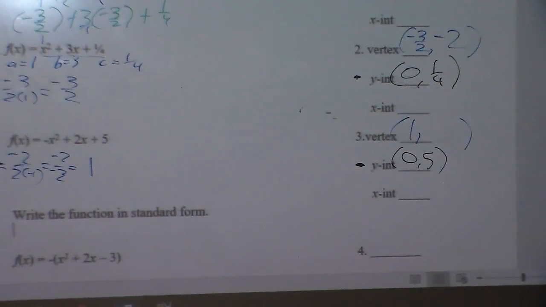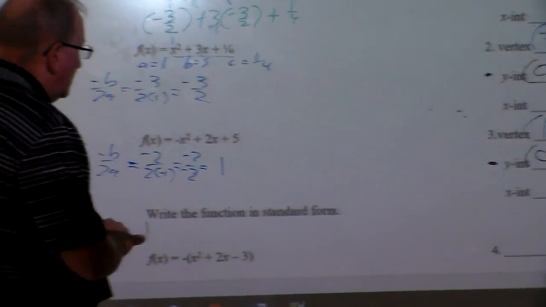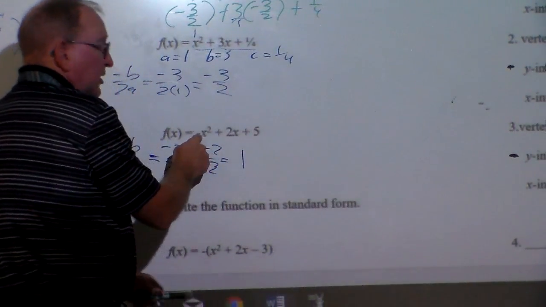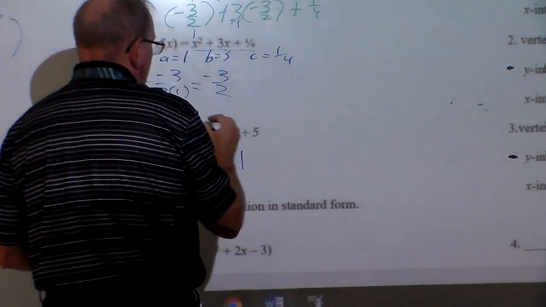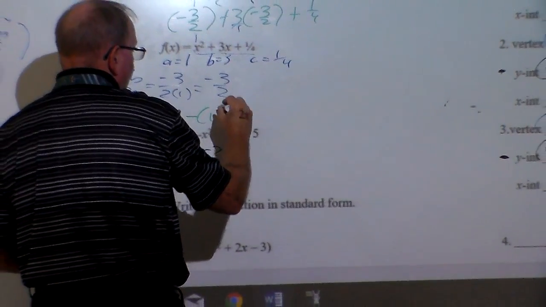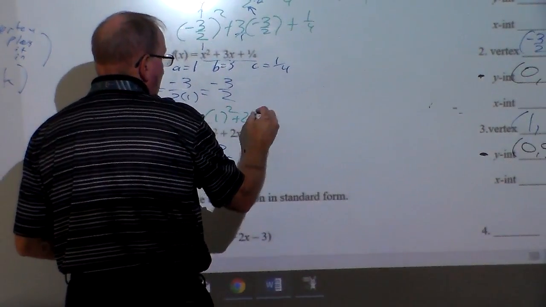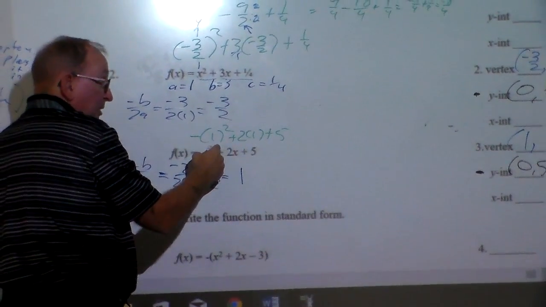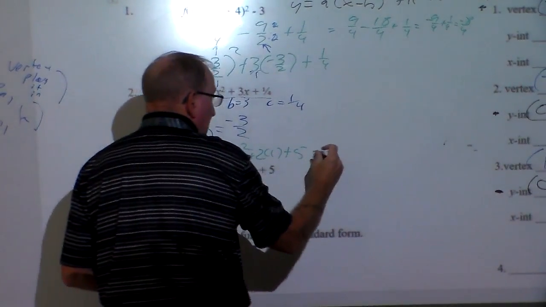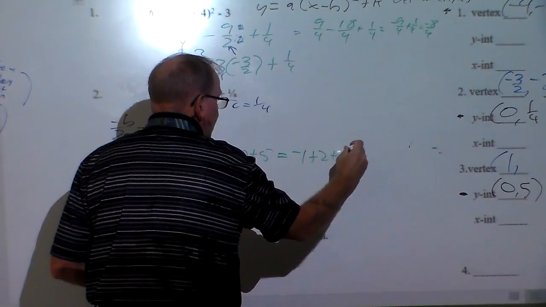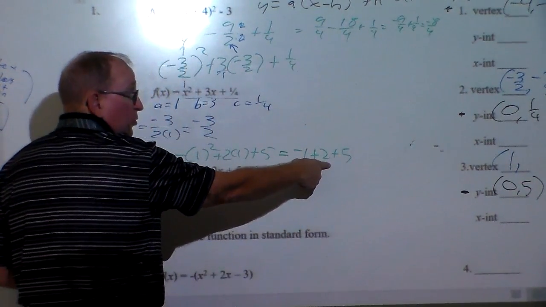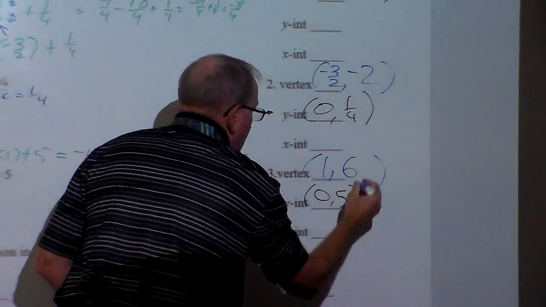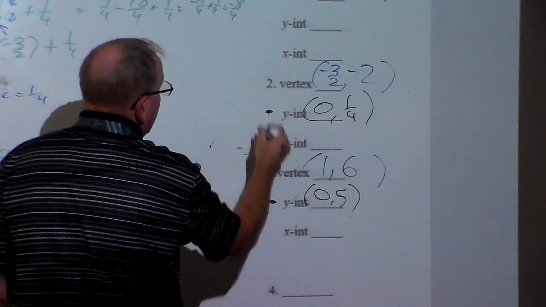Now, before I go, I'm going to take this 1 and plug it in here, right? So I'm going to go negative of 1 squared plus 2 times 1 plus 5. This means make it 1 squared and then make it negative. So you'll have negative 1 plus 2 plus 5. Well, negative 1 plus 2 is 1. 1 plus 5 makes the answer 6. So the vertex is 1, 6.